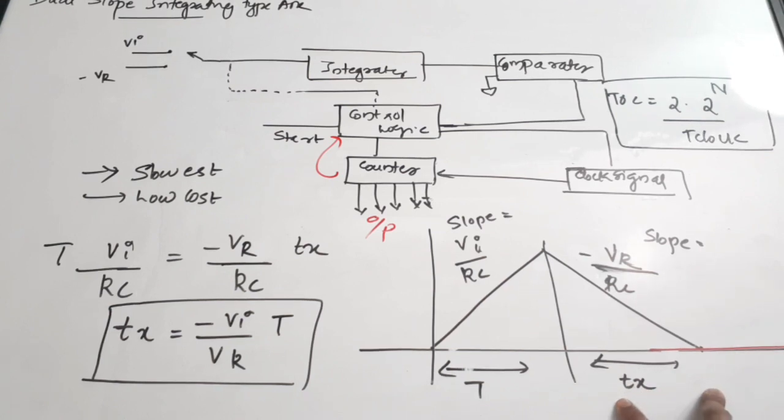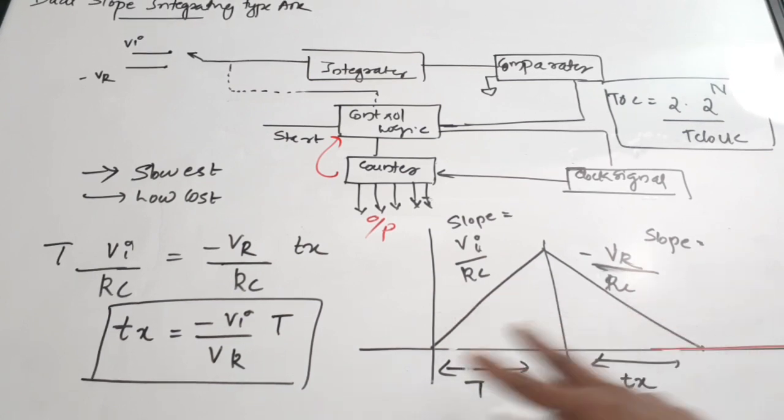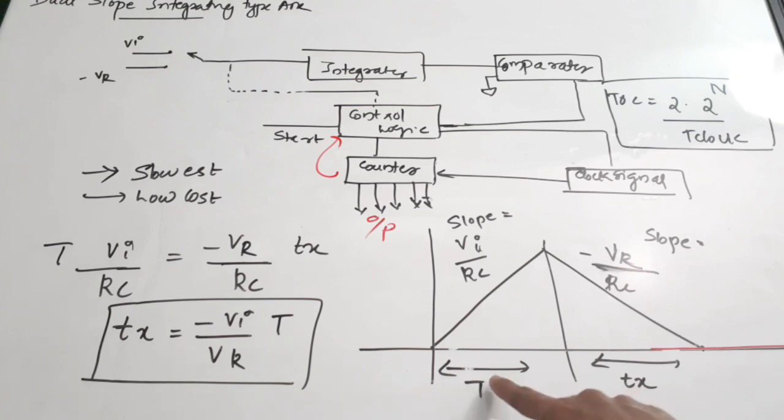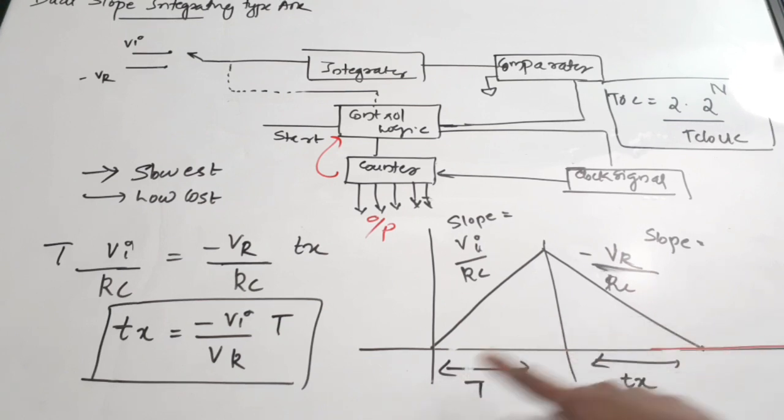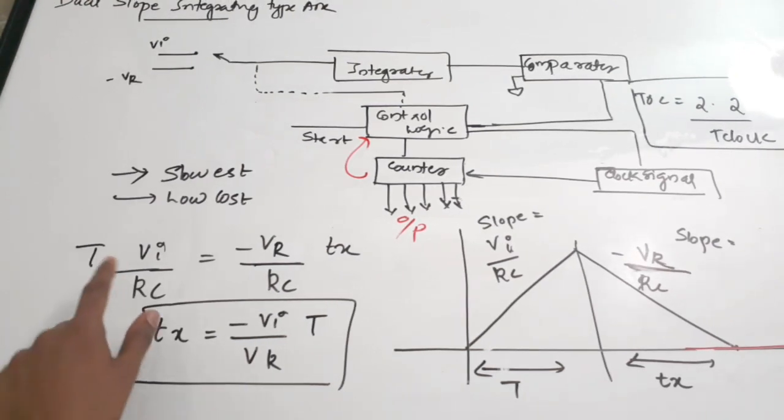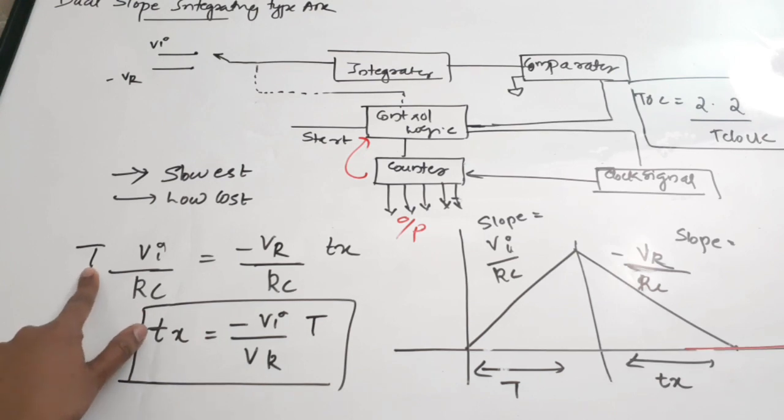This is the down conversion cycle. So this total will produce your given digital output. Or you can call it capital T and Tx. The total conversion time is the sum of these two times. Okay, the relation between these times and your voltages is as follows.